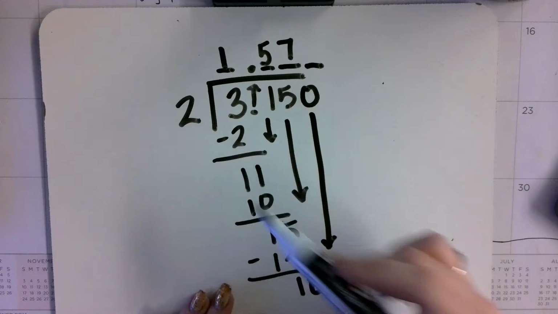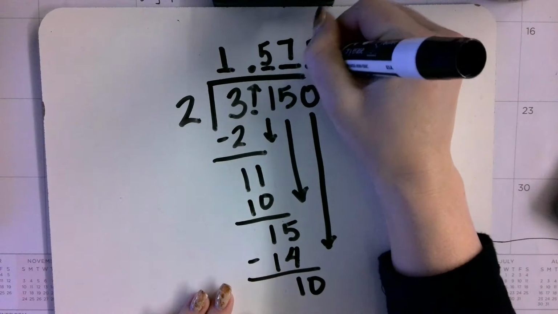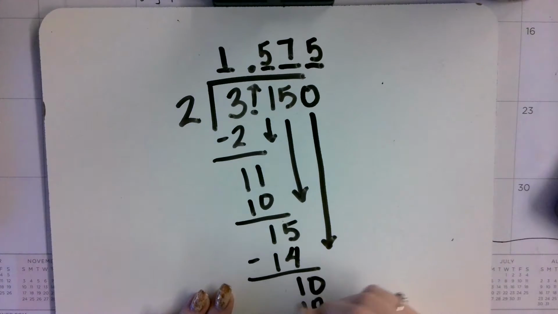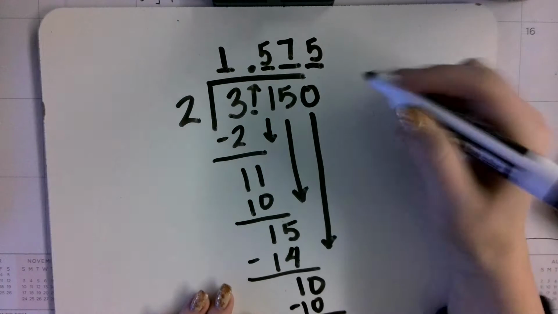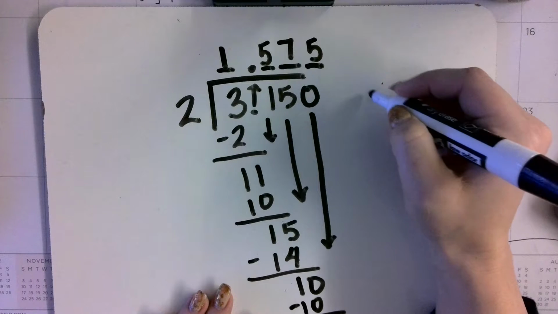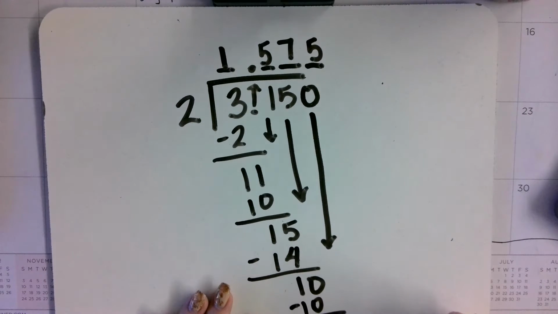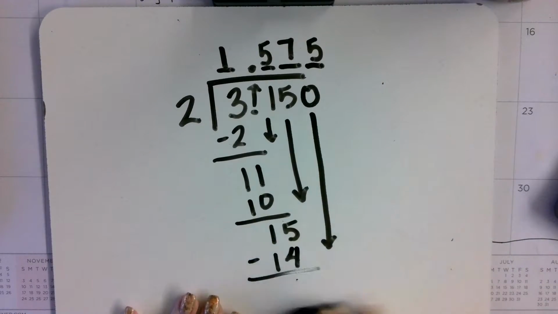So 2 can go into 10 5 times. 5 times 2 is 10. 10 minus 10 is 0. And you can keep adding the zeros to the dividend until there is no remainder. Okay, so that's when the decimal is inside the dividend. When it's in both the divisor and the dividend, there is an extra step we have to take.